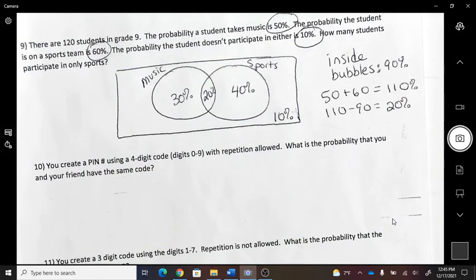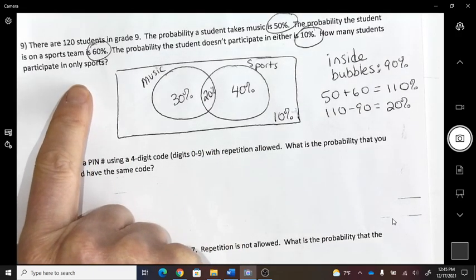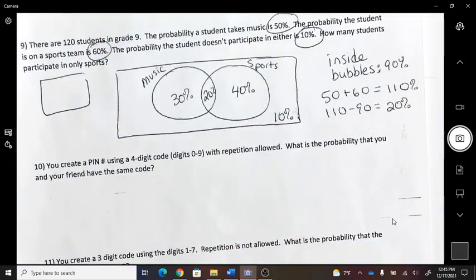So the final question was, how many students participate in only sports? So what would you answer with that one? 40%.